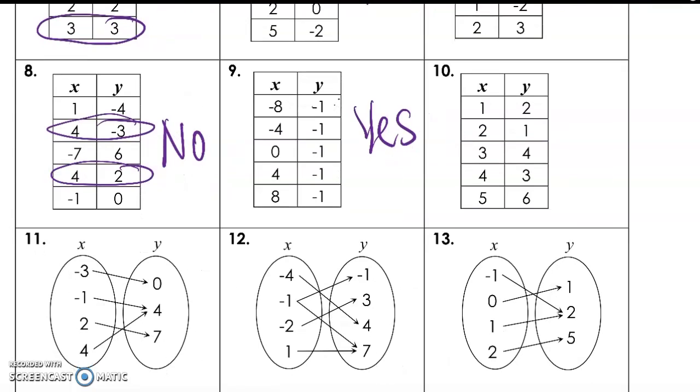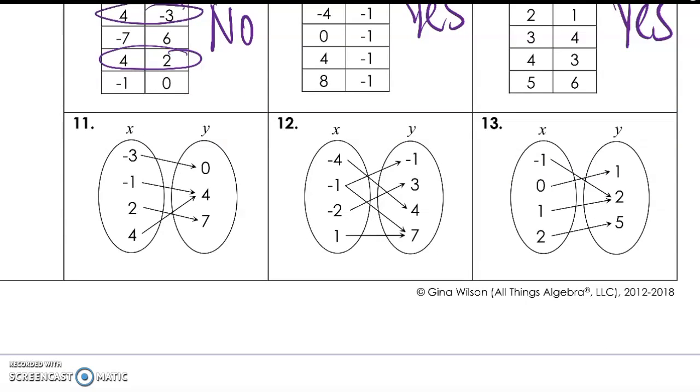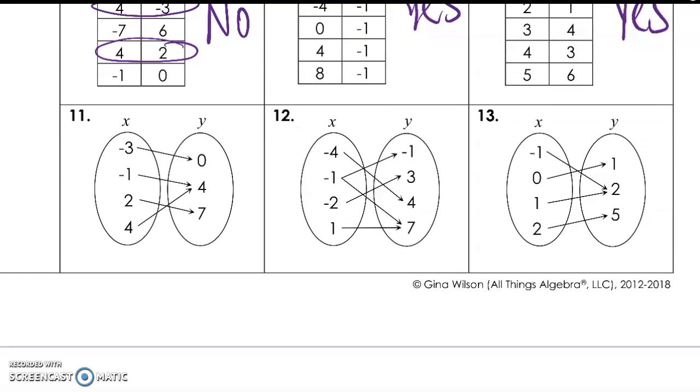Number 10, all of the x's are different, so yes, it is a function. When you have a mapping, this is actually probably the easiest way to tell. Number 12 is the only one that is not a function. And here's why. This x value, -1, has 2 arrows coming from it, meaning that -1 gets mapped to 2 separate numbers, which breaks the function rule. So this is a no.